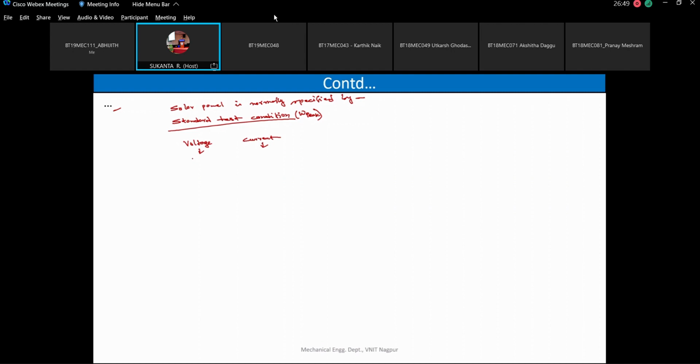The unit of voltage is V and current is I. Suppose a voltage of 2 volt is possible to generate, and the current is 2 ampere. Then what will be the peak power for the panel? It will be 4 watt, isn't it? Voltage multiplied by current is nothing but the watt.